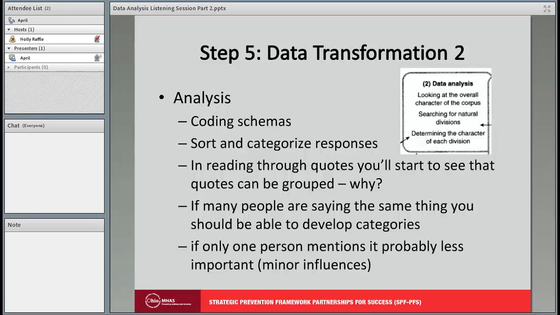If many people are saying the same thing, then those things should be grouped together. If someone's saying something different, or just a single response says something different, it might be a minor influence, or it might be a different circumstance that you need to consider as a subcategory, or something that you need to explain from this larger category of responses that you see being repeated over and over.